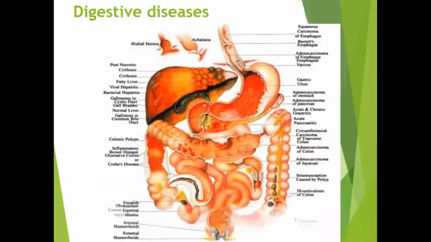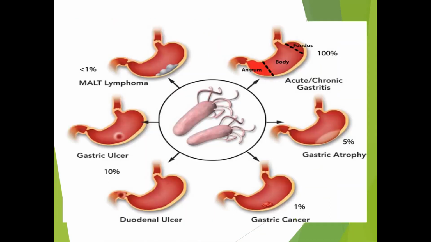We must remember the digestive disorders. There are very many diseases, very many diagnoses: the problems of the esophagus, stomach, pancreas, duodenum, the intestinal tract, bile tract, liver. But today we will put the accent on the problems of the stomach. We must remember about acute and chronic gastritis. We must remember about gastric atrophy.